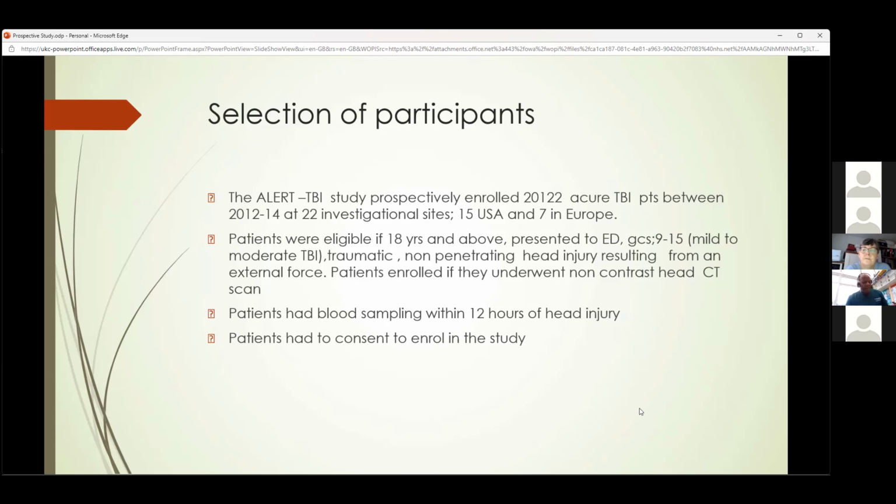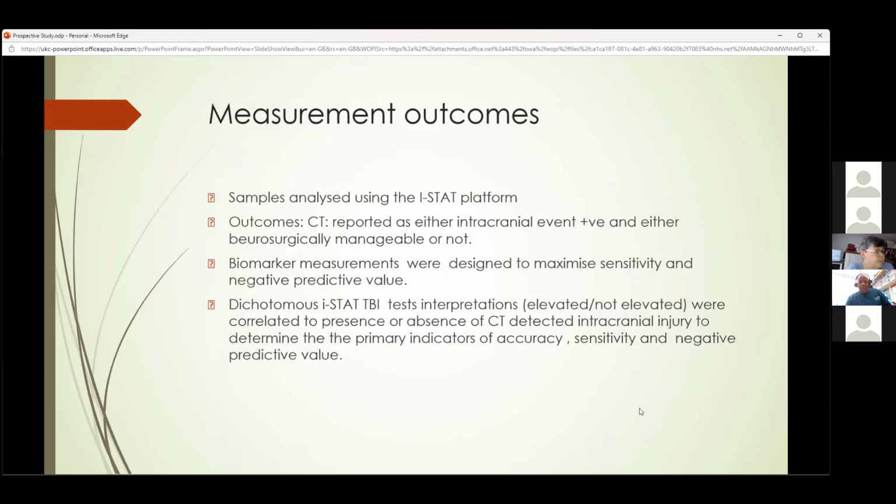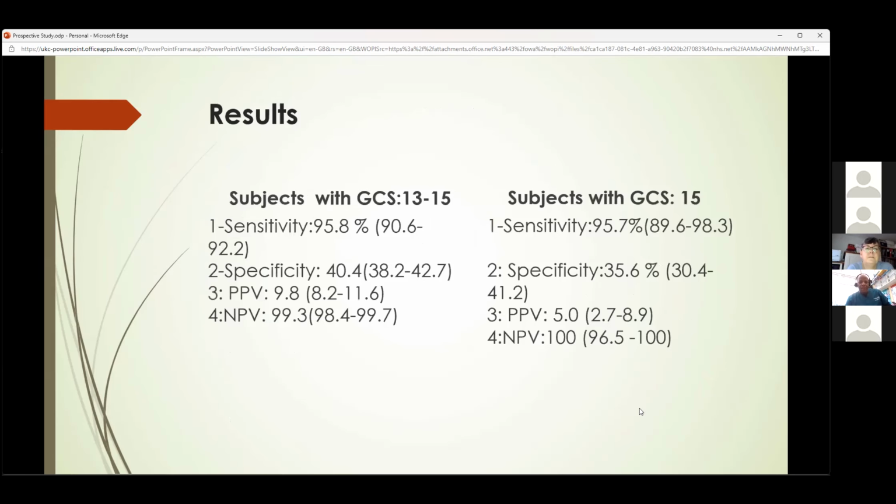Now, coming back to question number seven, what are the results? Now, the results showed four metrics: sensitivity, specificity, and predictive values. Now, the results are categorized into the subjects who had the Glasgow Coma Scale of 13 to 15, and also patients with the Glasgow Coma Scale of 15.